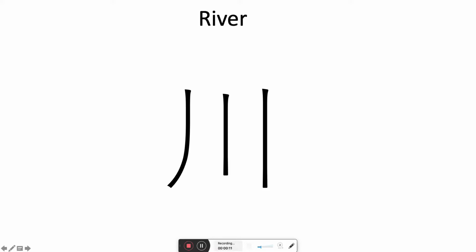And today we're going over the symbol for river. Now this symbol for me is very ideographic. You can easily see what the symbol is simply by looking at it.